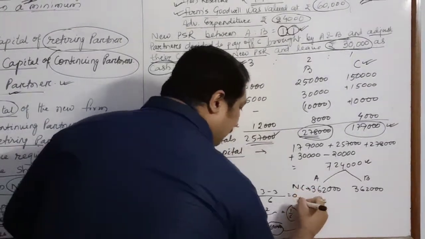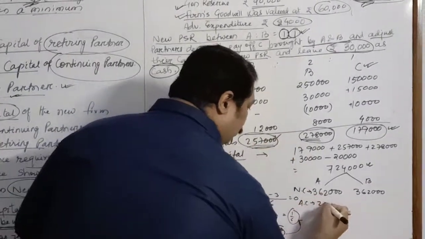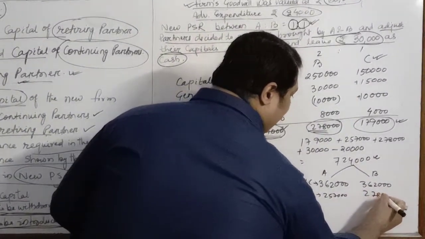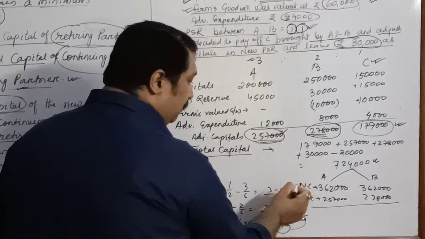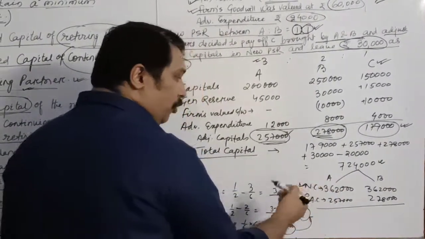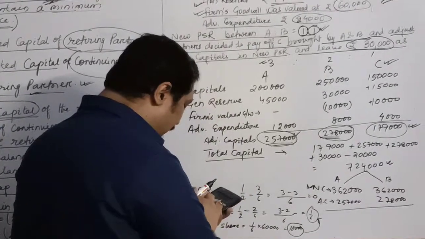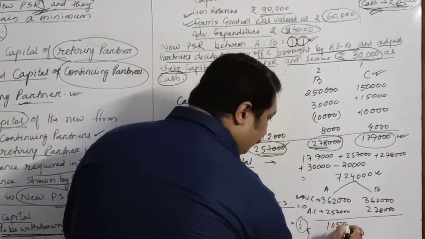Whereas the adjusted capital is how much? See over here, the adjusted capital of A is 2,57,000 only, and of B it is 2,78,000. So if you compare, A's new capital is more. So he will have to bring in more capital. How much more capital will he have to bring in? He will have to bring in 1,05,000.